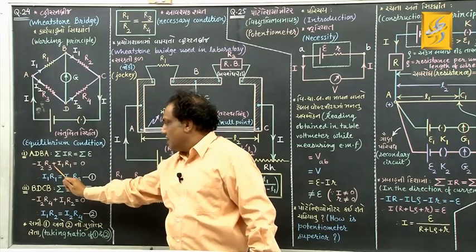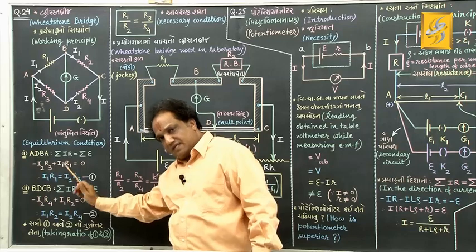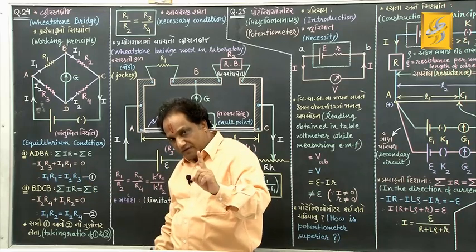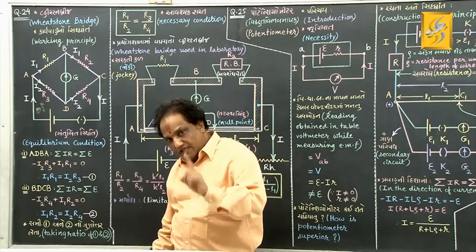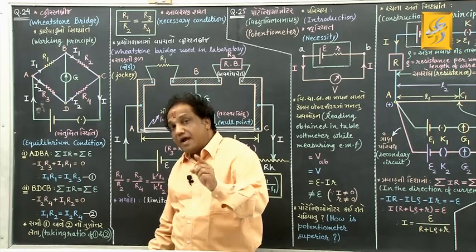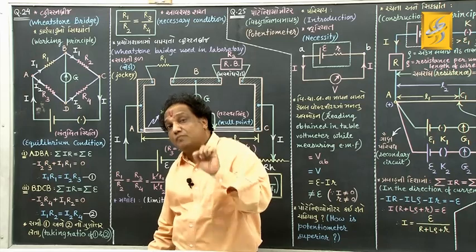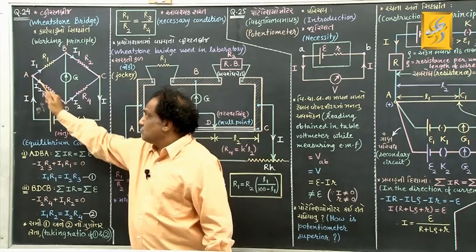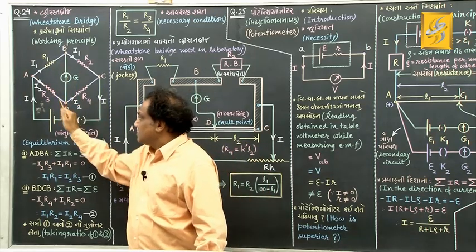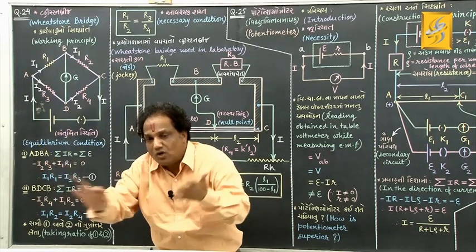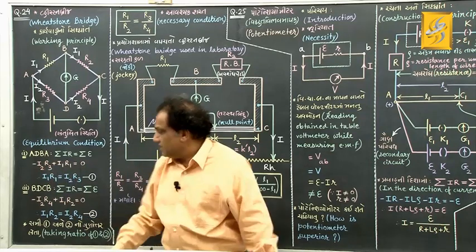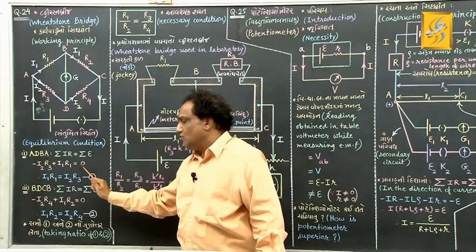Here it is, plus I1 R1. Correct? And now just remember, what is sigma E? Sigma E is the algebraic summation of EMFs applied in a given closed path. Right now, the given closed path is this. In this closed path, there is no battery, no EMF. That's why sigma E is 0.